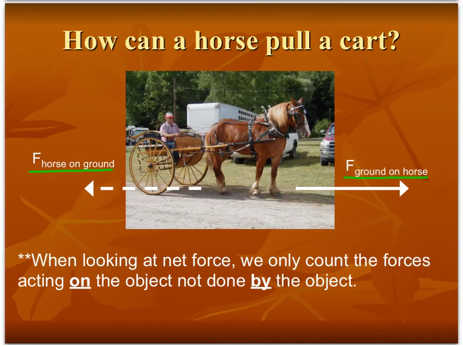However, because the mass of the ground is so large compared to the horse, you're not going to notice the acceleration. On the other hand, the force that the ground applies back to the horse is equal and opposite, but the mass of the horse is much less, and therefore you're going to notice the acceleration of the horse, and so that's how a horse can pull a cart.